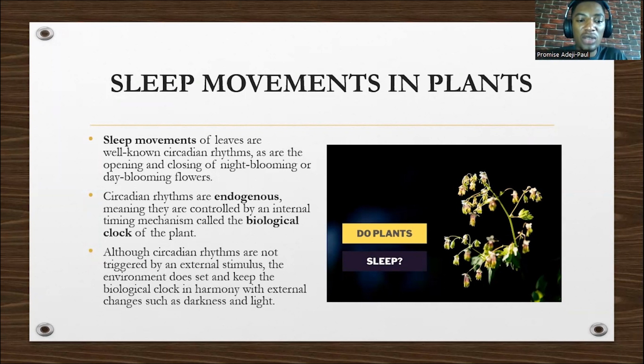So although circadian rhythms are not triggered by an external stimulus, the environment does set and keep the biological clock in harmony with external changes such as lightness and darkness. That's why for animals, when it's dark, your body secretes melatonin that helps you fall asleep. But when it's bright, there's no secretion of melatonin, so you don't easily want to fall asleep. That's how the external environment affects the internal environment.